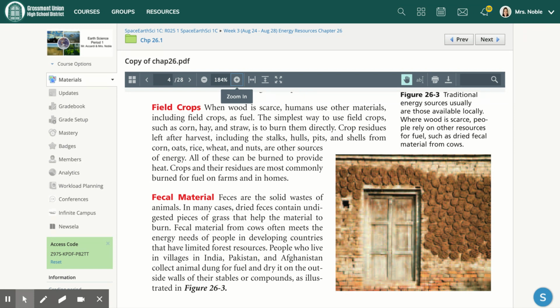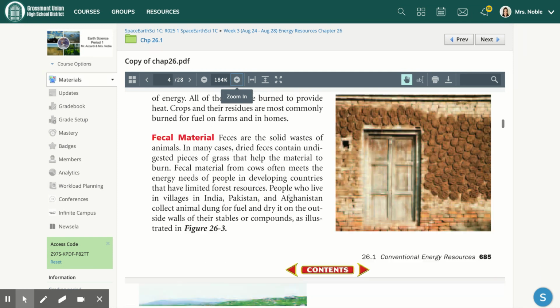The simplest way to use field crops, such as corn, hay, and straw, is to burn them directly. Crop residuals left after harvest, including the stalk, hulls, pits, and shells from corn, oats, rice, wheat, and nuts, are other sources of energy. All of these can be burned to provide heat. Crops and their residuals are most commonly burned for fuel on farms and in homes.